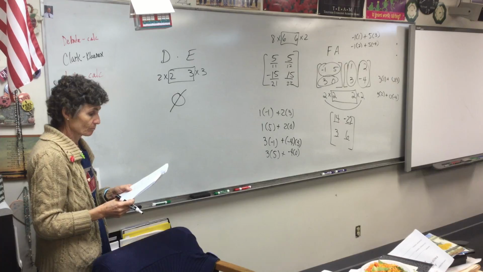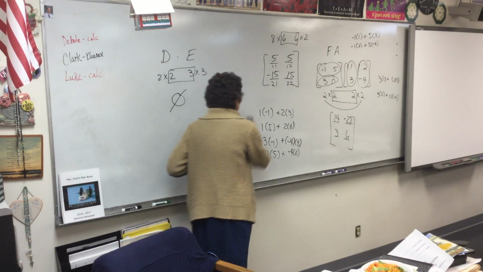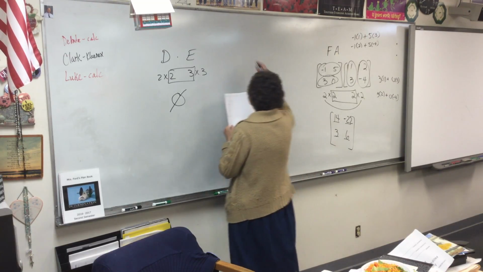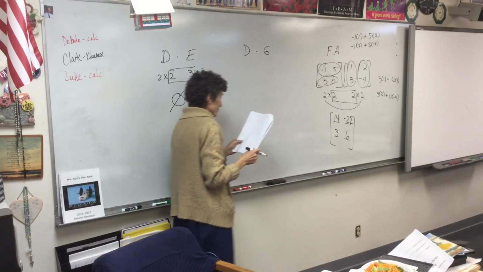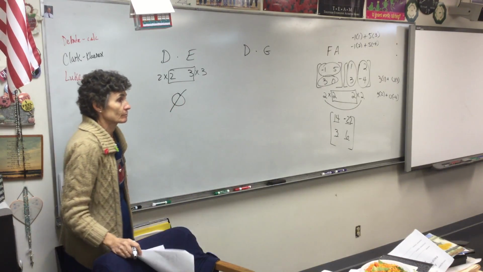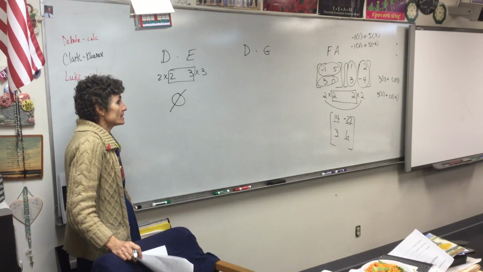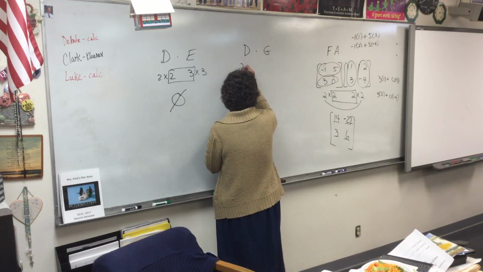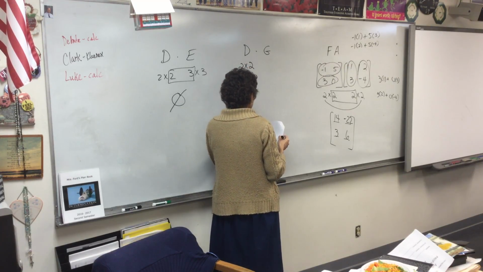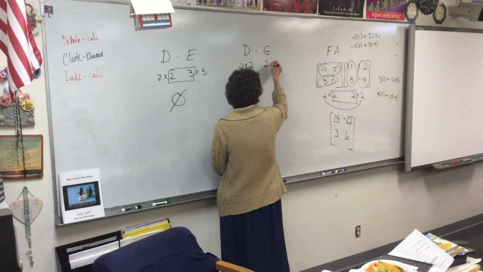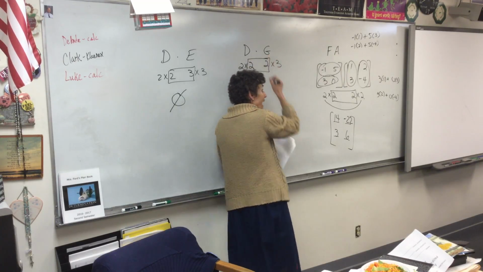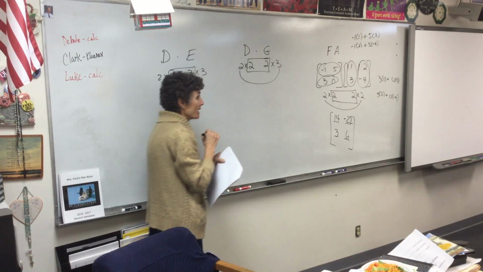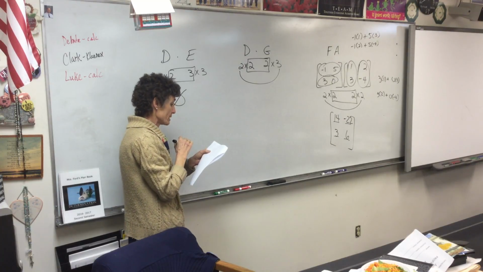All right, next, D times G. Can I multiply D times G? Yeah. Well, what are the dimensions of D? 2 by 2. What are the dimensions of G? 2 by 3. They match. So my answer will be a 2 by 3.